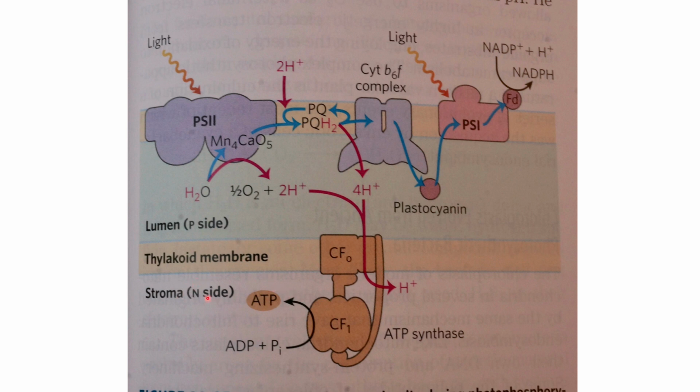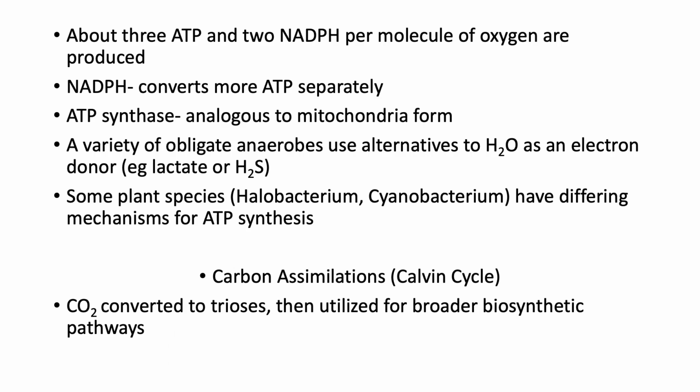And this again is the stromal side and the lumen side, the P side and the N side, and the plastocyanin. Again, this is another mechanism, impinging light here, and you get NADP reduced here, and this goes into energy synthesis over here. So you have a mechanism here and a mechanism over there. So per molecule of oxygen, you get about 3 ATPs and 2 NADPHs. The NADPH converts more ATP separately, as we've seen under oxidative phosphorylation.